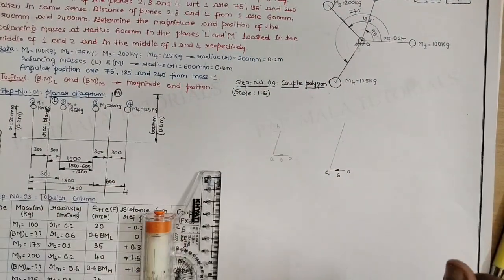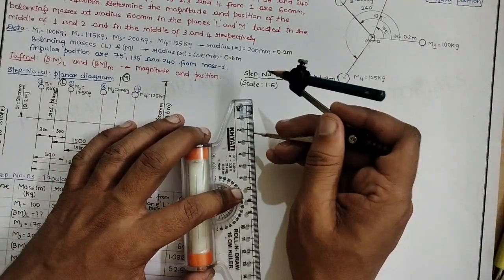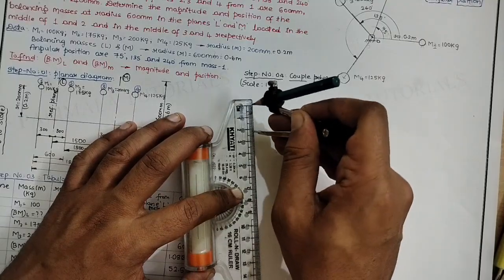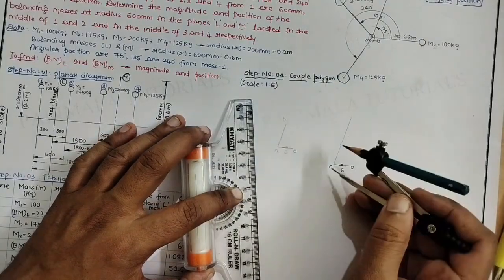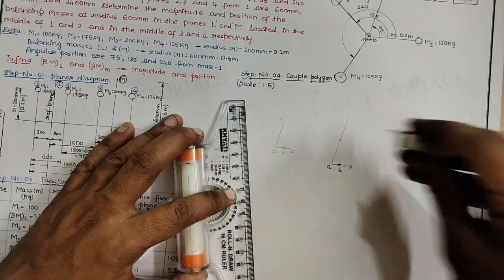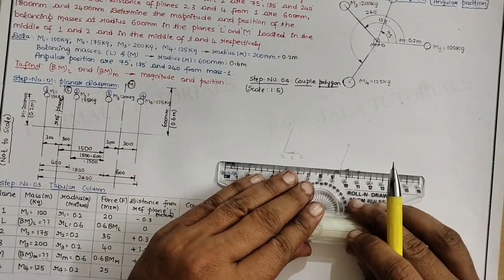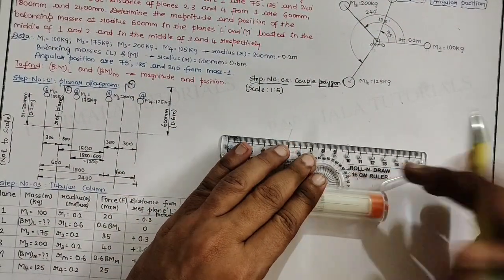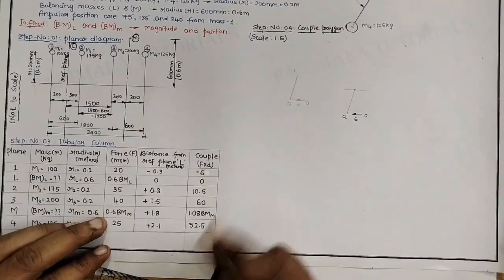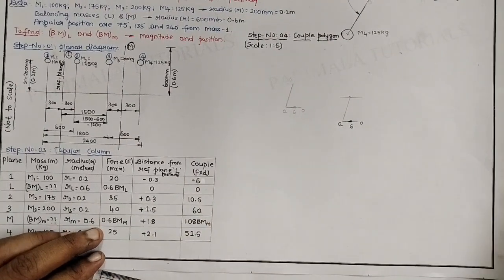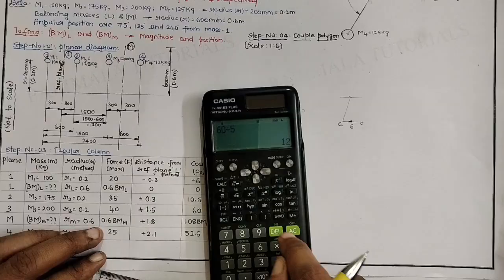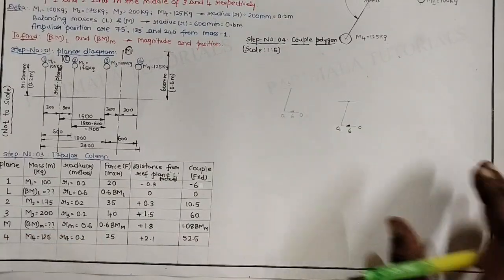What is the dimension? Already we have mentioned it is 2.1 centimeters. Now make use of your compass. Measure 2.1 centimeter, cut an arc. The extra lines not required, you can remove them. So at this point, draw one more reference line. The next value is 60. 60 divided by 5 would be equal to 12 centimeters.